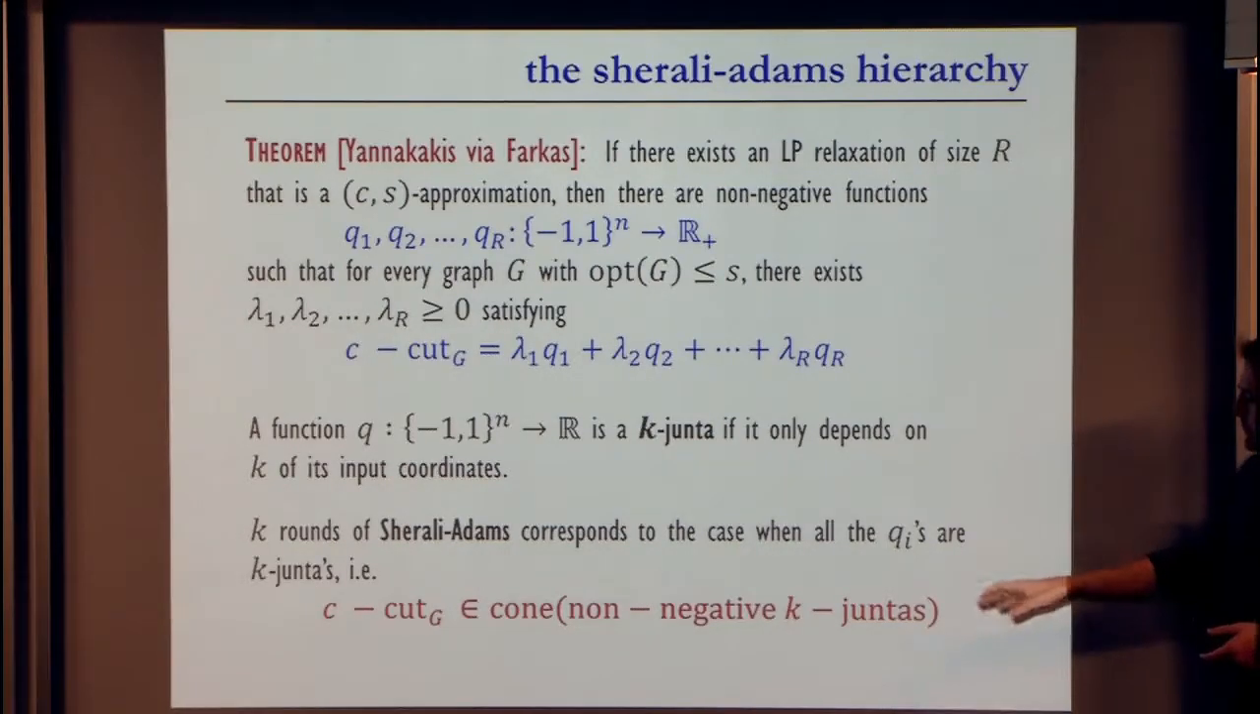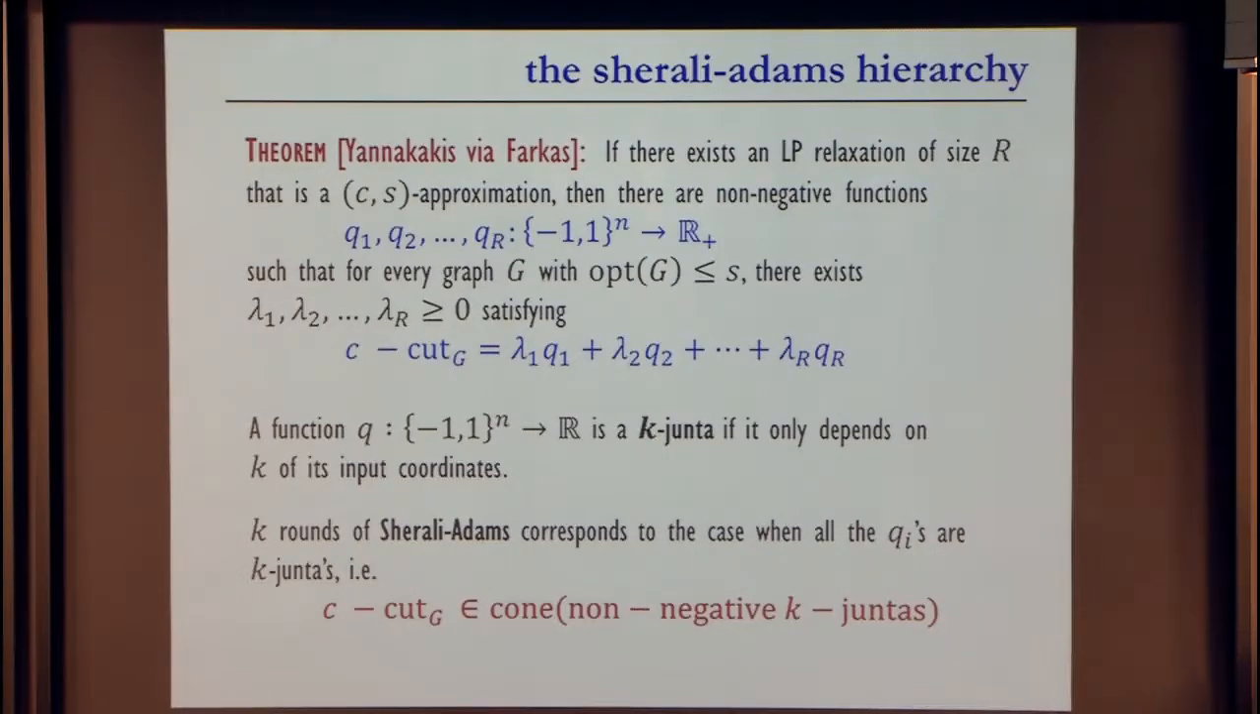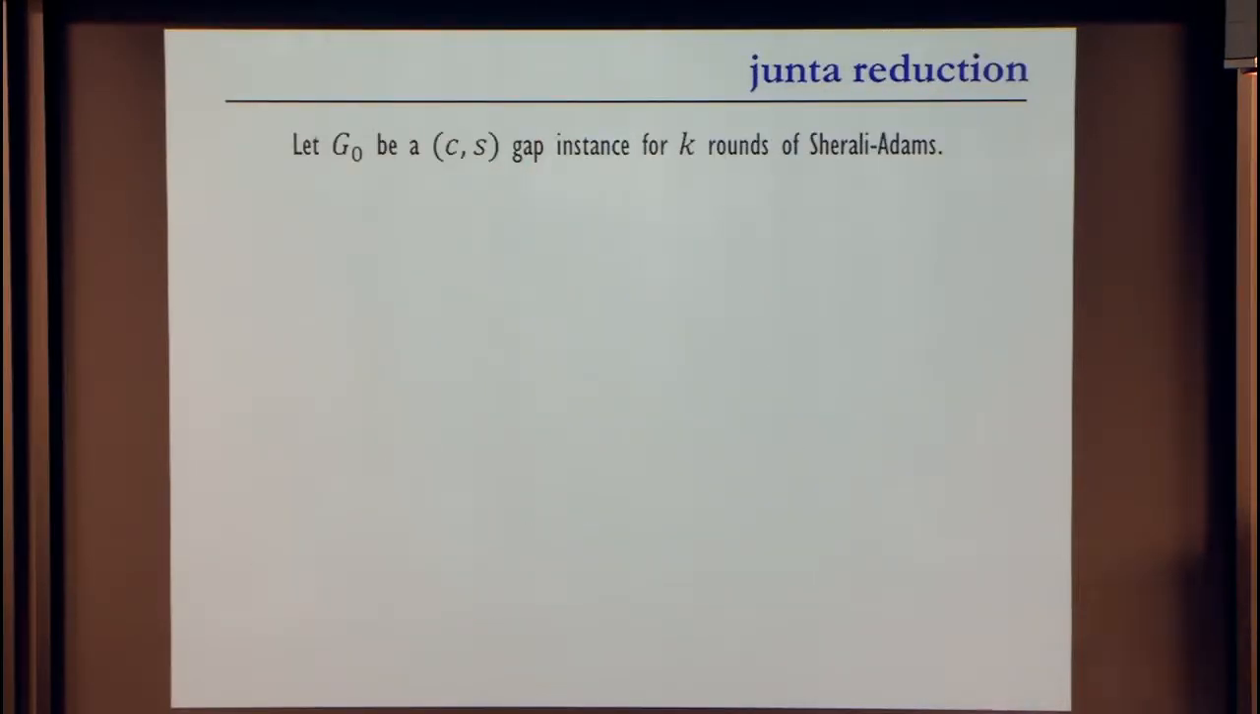One thing Sherali-Adams proved is that it actually suffices to use only n to the order k functions to get this expression. But we don't need that. We'll just need the fact that Sherali-Adams corresponds to k-juntas, and I'll come back to that at the end. But that's our starting point. So now we're jumping into the proof.